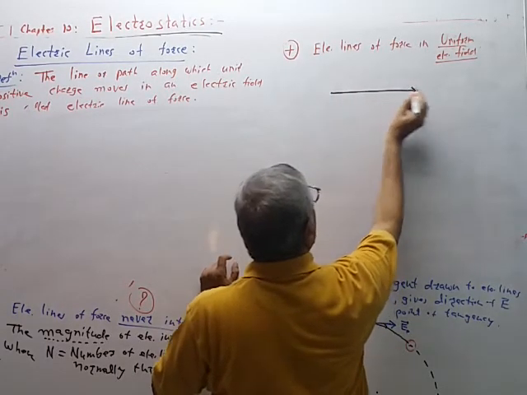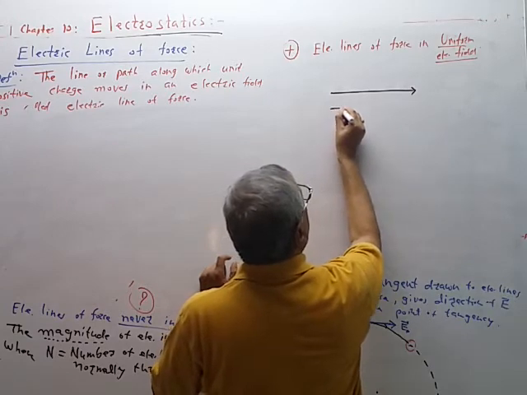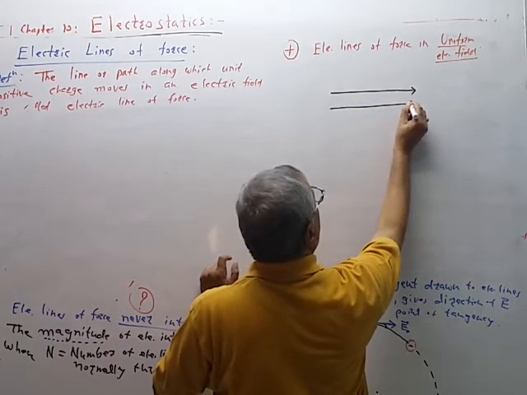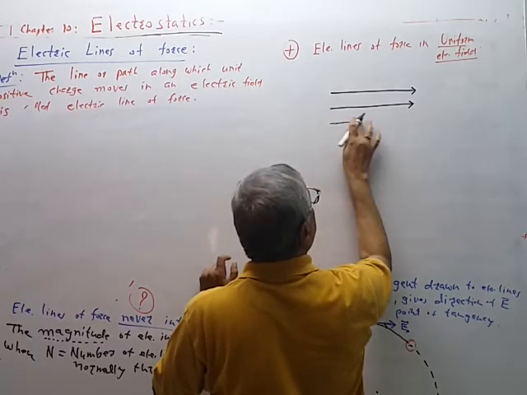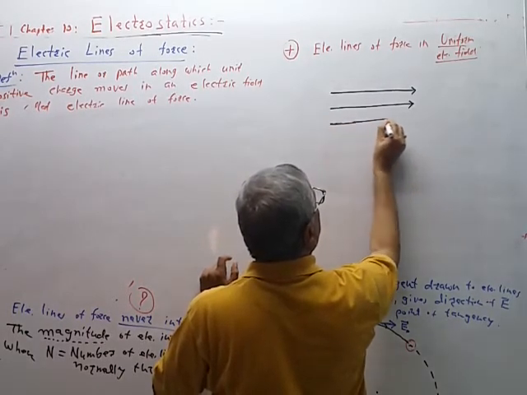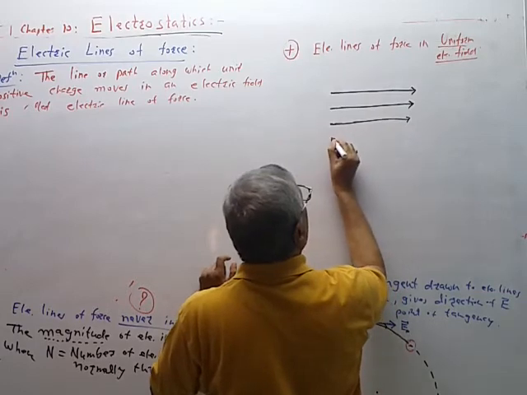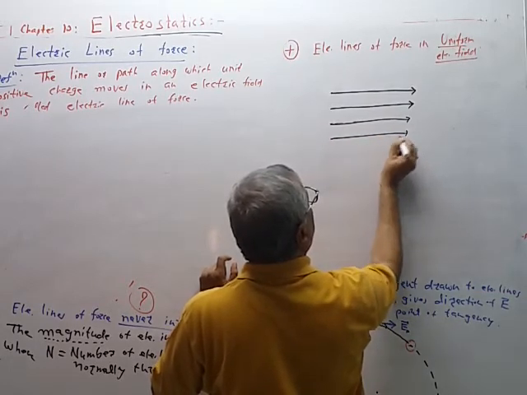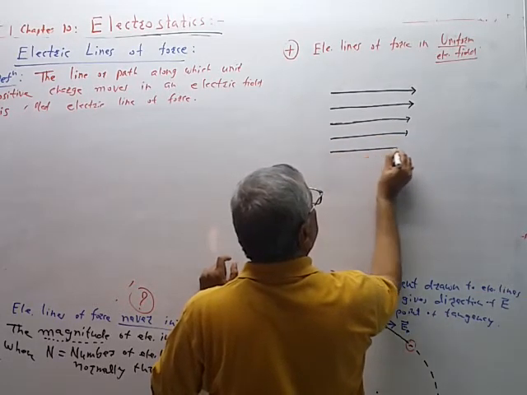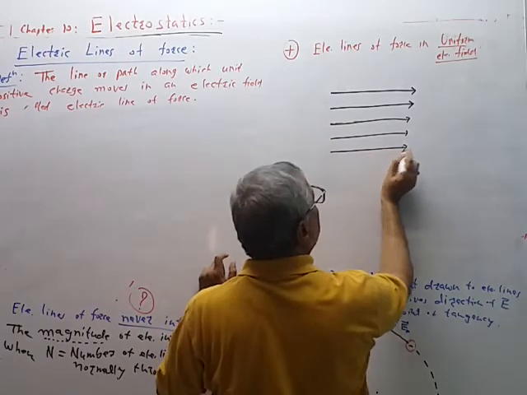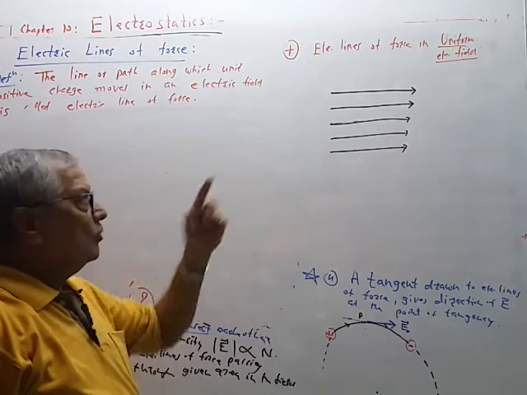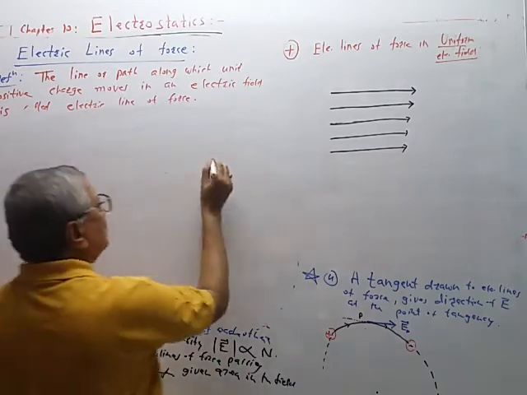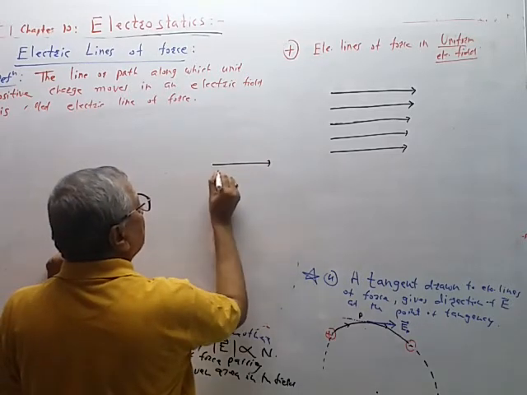So all the vectors are in the same direction. This is the first line of force, second line of force, same direction, third line of force, arrow की length पण सारखी बघा, fourth line of force. They never intersect each other. So lines are parallel. So they are not intersecting each other. For example, suppose we are using the lines like this.